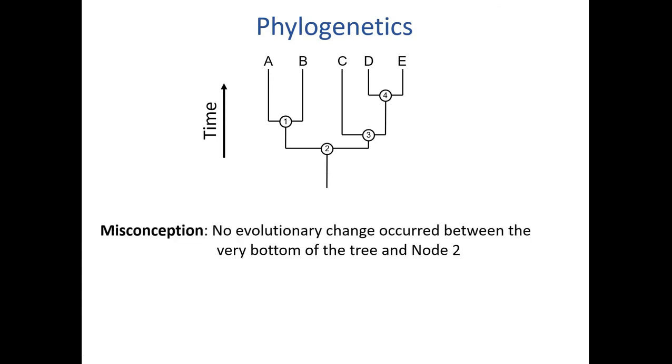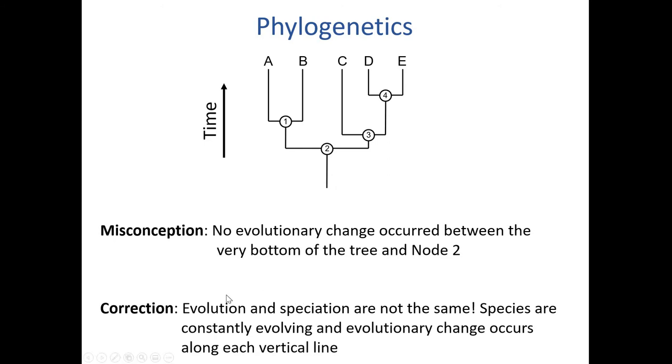Okay, the next misconception is that there is no evolutionary change between the very bottom of the tree, so down here at the very stem of this tree, and node 2. So this is one species, right? This line over time represents one species, and it doesn't undergo speciation until here at node 2. So the question is whether this organism is evolving during this time. And the answer is that yes, actually it is evolving. And so it's important to remember here that evolution and speciation are not the same. So species are constantly evolving, right? And evolutionary change occurs along each vertical line. So as time was going on, this species was definitely evolving, right?